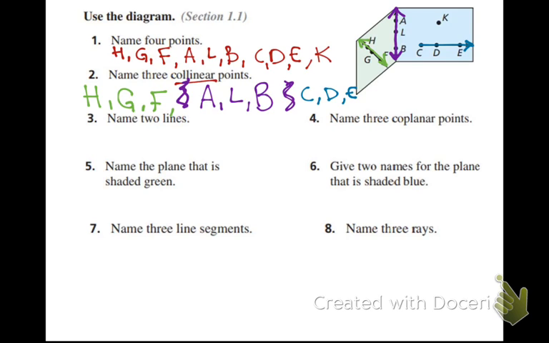Name 2 lines. There are only 2 lines, and they're highlighted in green and purple. Why isn't CDE a line? Because it has an endpoint. It's a ray. So when we're naming, let's name the one in green. Can I use the word line? No. Why can't I use the word line here? Because they're pointing back.